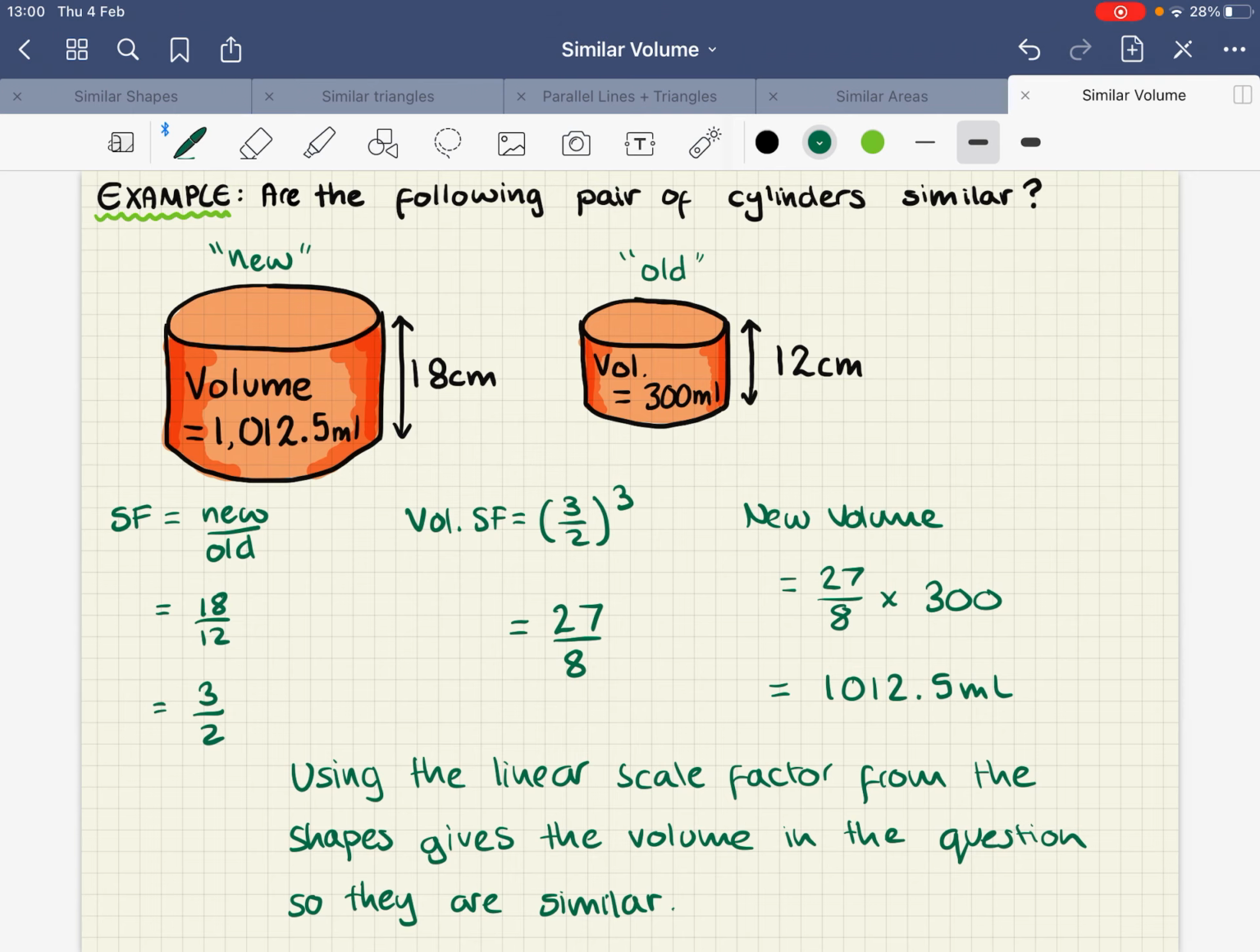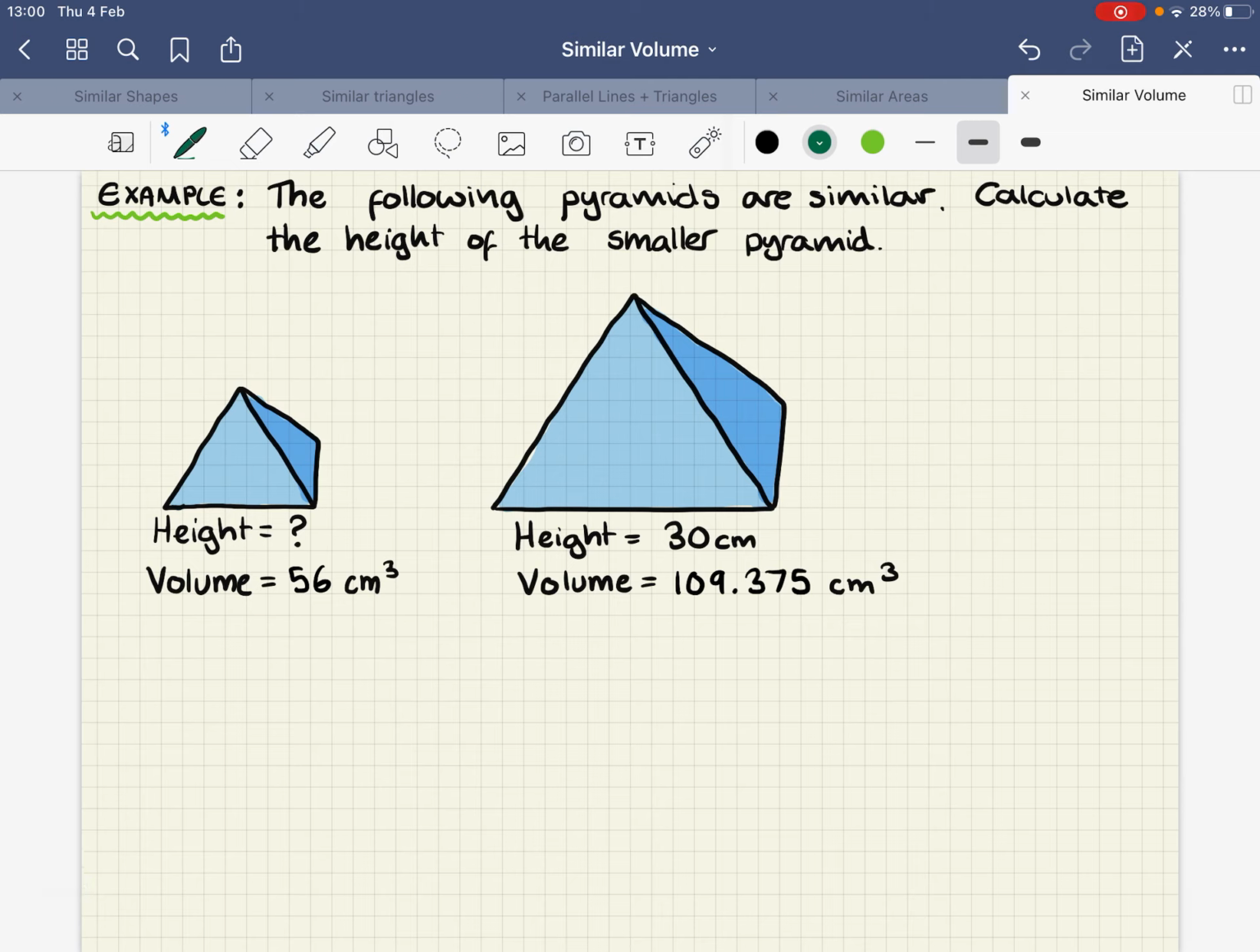Okay, one last question to go. So this time we're told the following pyramids are similar. Calculate the height of the smaller pyramid. So here's where my unknown is. So that's my new, which makes this one my old. I can't do my linear scale factor because I don't have both of those pieces of information, but I can do my volume scale factor. So that's going to be the 56 over the 109.375. So I'm going to put it on my calculator for it to simplify a bit. So 56 over 109.375, and that comes to 64 over 125.